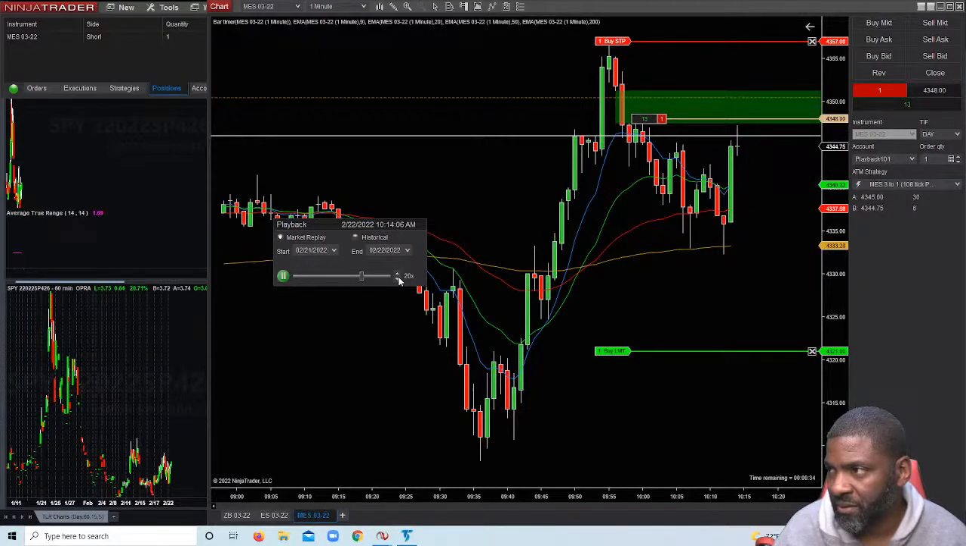Is this the trade? I think this was the shorter trade. Yeah, this was the shorter trade. Yeah, it was. See, it's going back up. This was the shorter trade that I took.